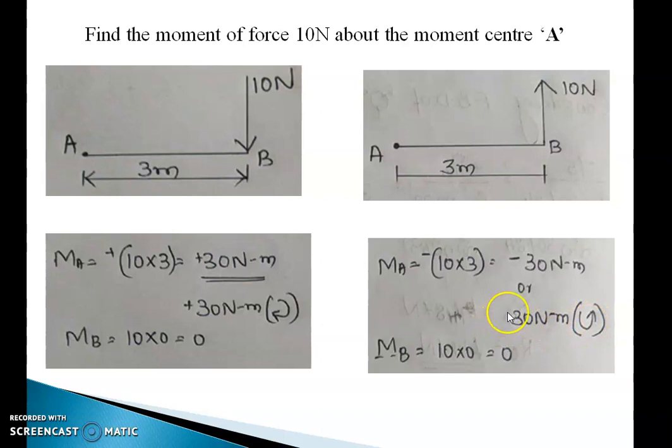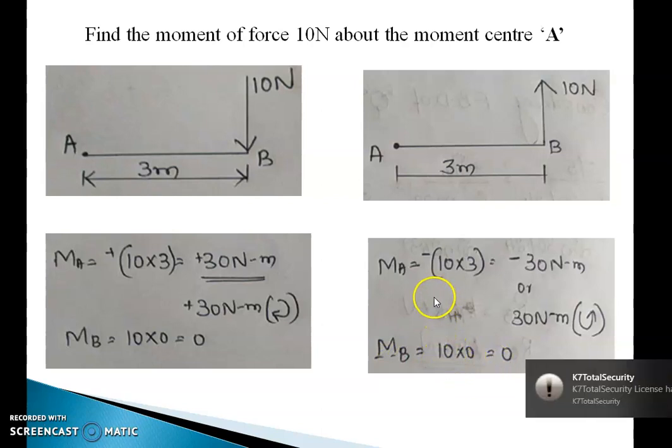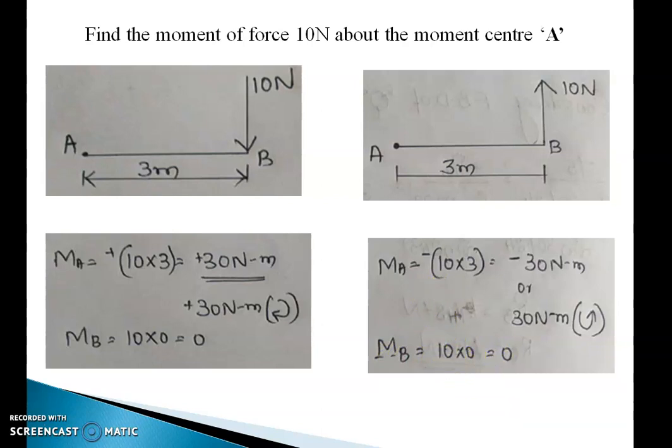So no need to mention minus again here. If I mention minus again, it indicates minus 30 Newton meter anti-clockwise, and minus of anti-clockwise would indicate positive. So when you represent it by the symbol, no need to indicate the minus sign. So it's only 30 Newton meter. As mentioned in the earlier problem, the moment about B is 10 into 0, which is equal to 0. Okay, we'll go to another problem now.